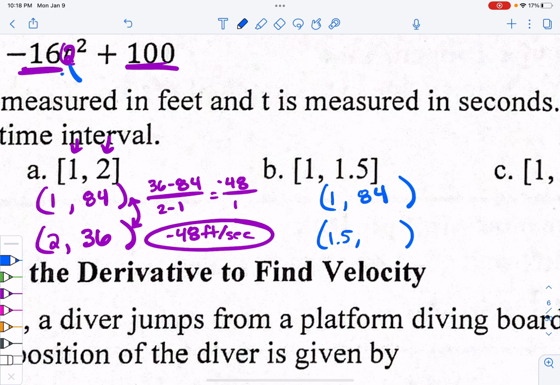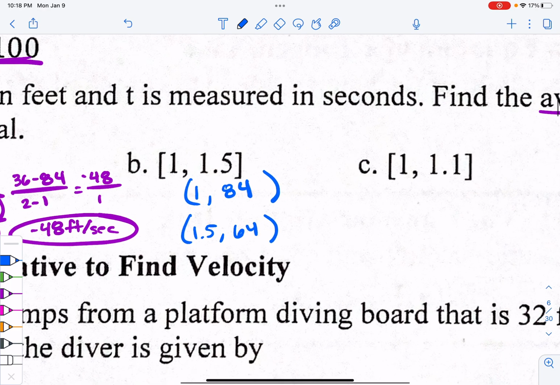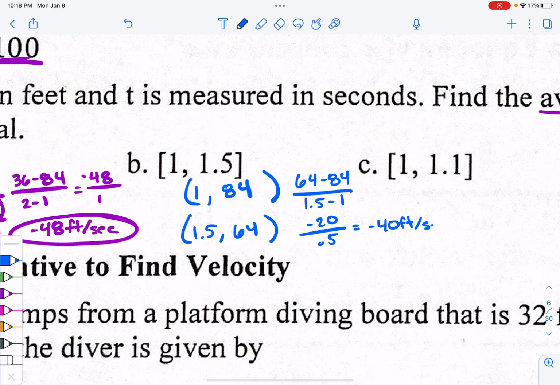I'm going to plug in for t, so I'm plugging 1.5 in here. So I'm taking 1.5 and squaring it. And it's 2.25 times 16, or negative 16, and then I subtract that from 100. So this is 64, I believe. So it's 64. Then I would do 64 minus 84 over 1.5 minus 1, which is negative 20. Negative 20 over 0.5, which is negative 40. So on average, it is traveling 40 feet per second rather than 48 feet per second, okay?